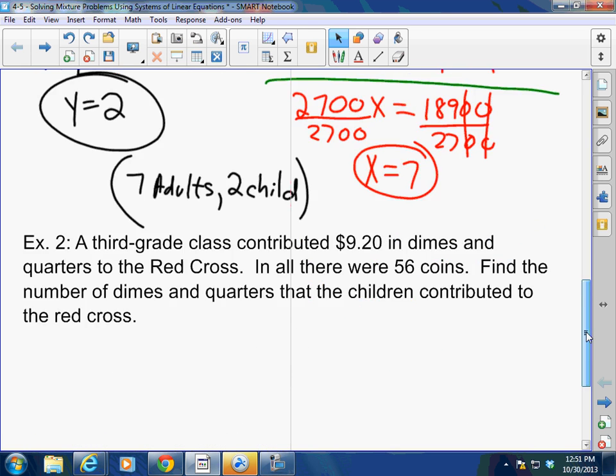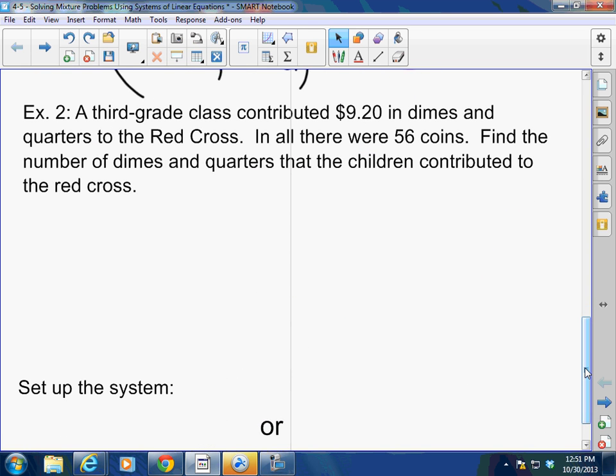Okay. Let's do this. A third grade class contributed $9.20 in dimes and quarters to the Red Cross. In all, there were 56 coins. Find the number of dimes and quarters that the children contributed to the Red Cross.